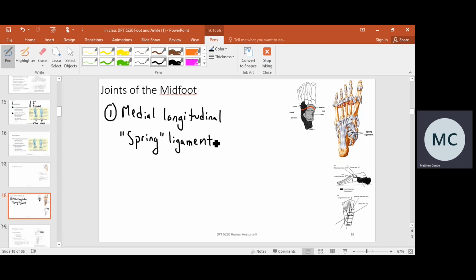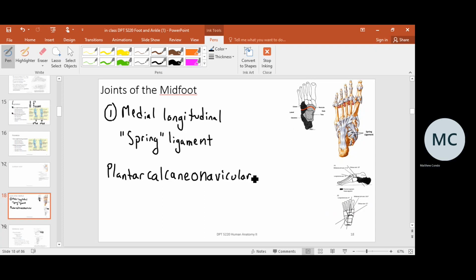but this ligament is also called the plantar calcaneal navicular ligament. Guaranteed, Grandma will never want to play Scrabble with you ever again. But that's what that medial longitudinal arch supporting structure is going to be, that spring ligament.